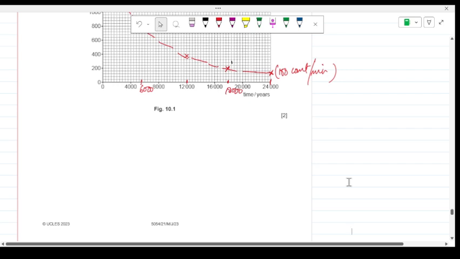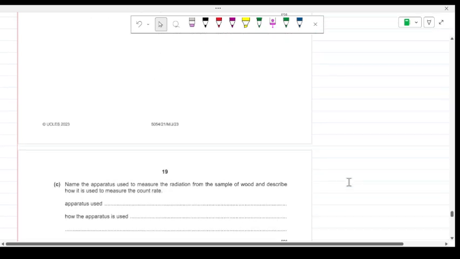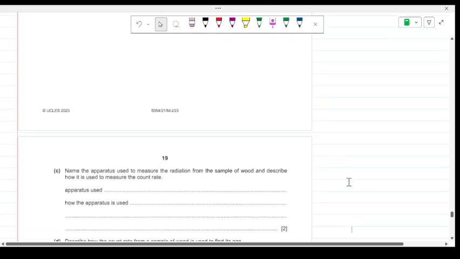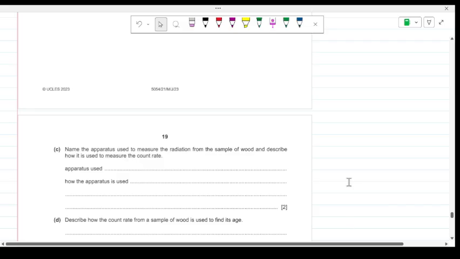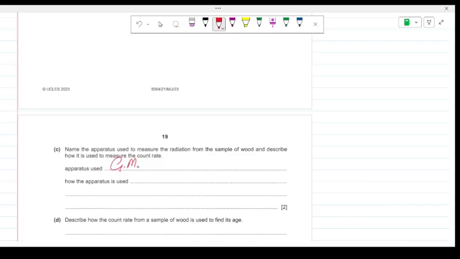So in the next part, name the apparatus to use to measure the radiation of the sample of wood, and describe how it is used to measure the count rate. The apparatus used must be the Geiger Muller counter, which is the GM counter. It measures the radiations, or counts of the radiations.